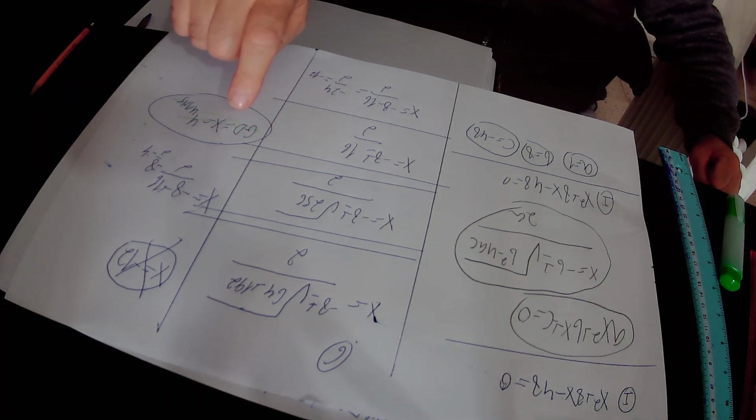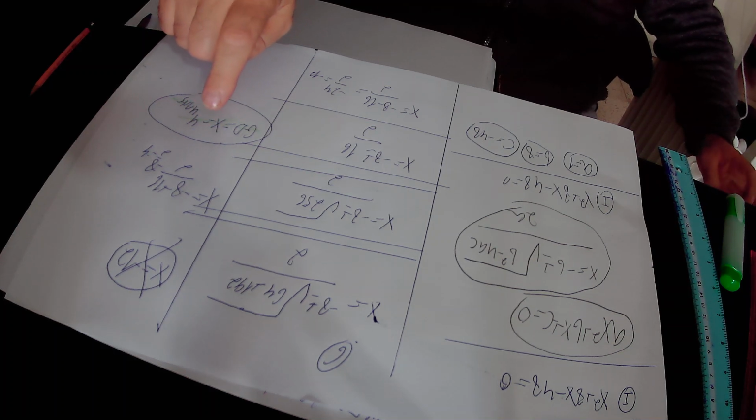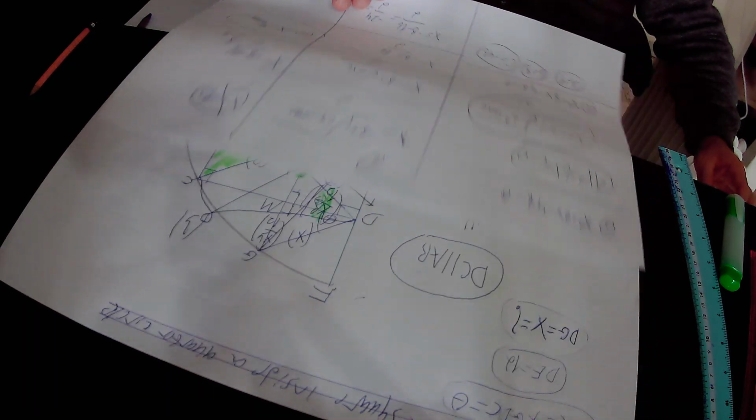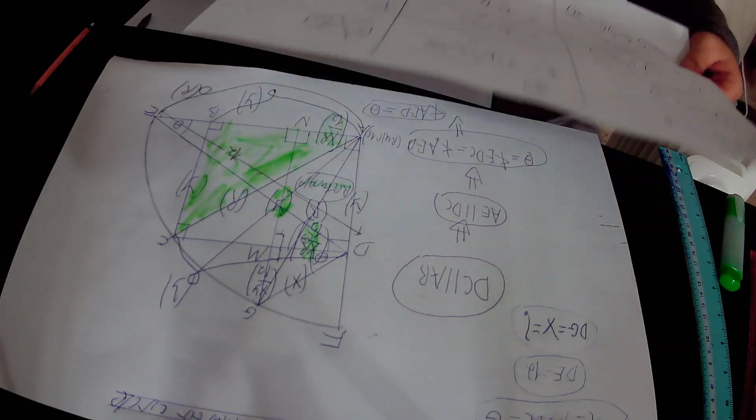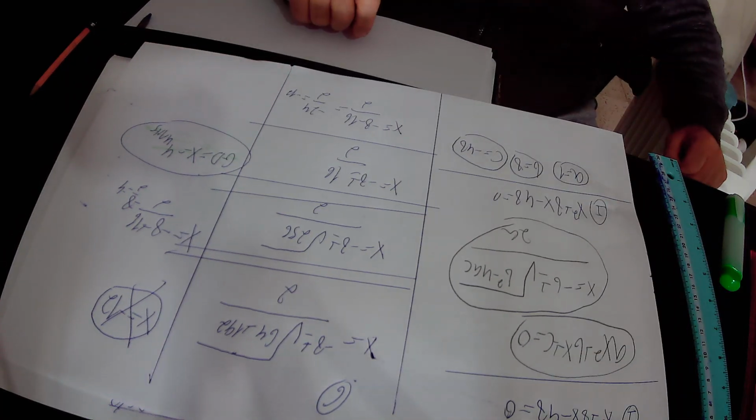The positive solution for x is as follows: x equals minus 8 plus 16 over 2. Minus 8 plus 16 is 8, and 8 over 2 is 4. So in conclusion, we found that the length of this line segment GD, which is equal to x, is equal to 4 units. Okay, thank you very much.